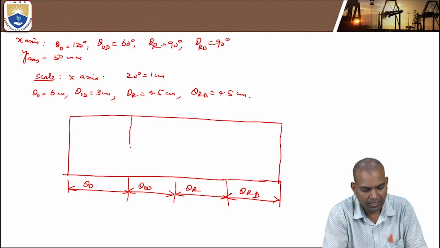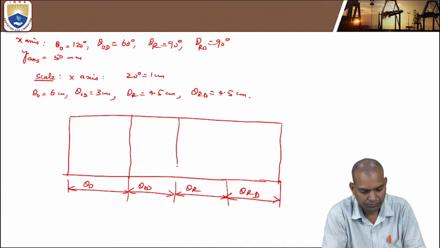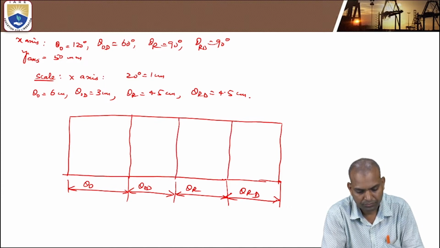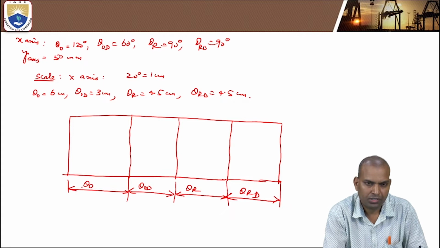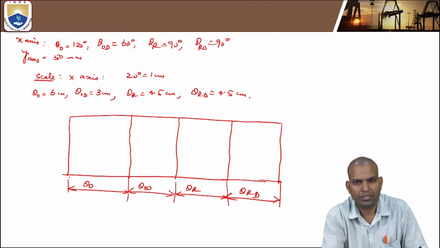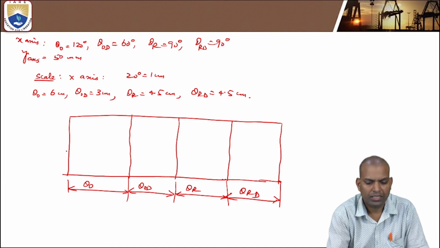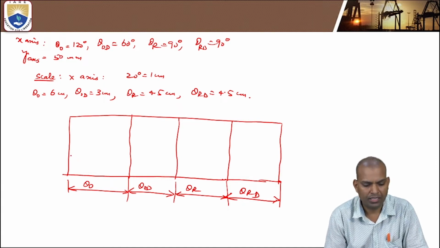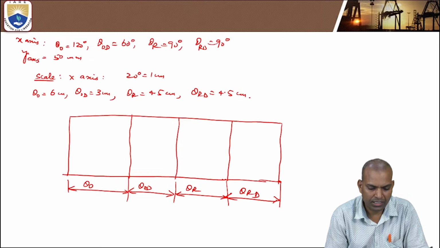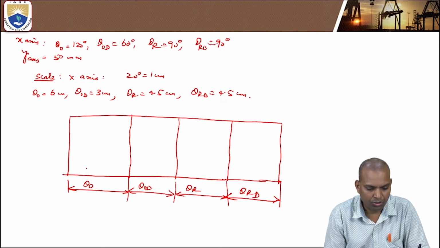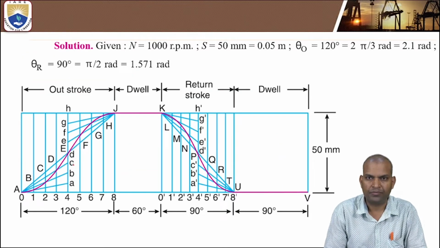Now draw the vertical lines. Now divide this outstroke and return stroke into an even number of parts. So for an even number of parts, we can take 6 or 8 or 12. We can consider 8. So this is the displacement diagram.